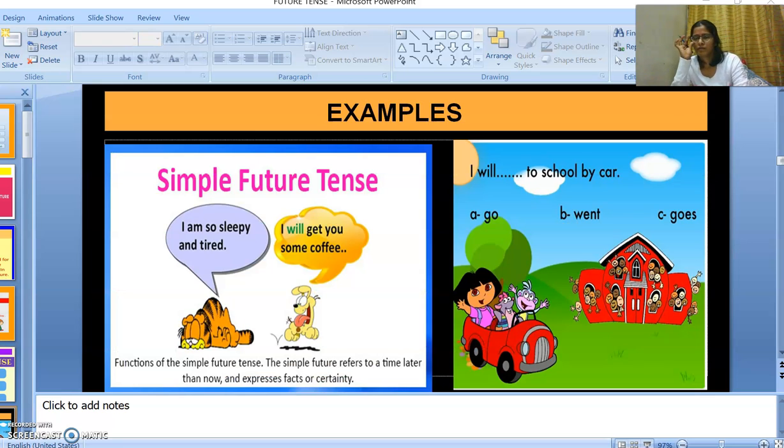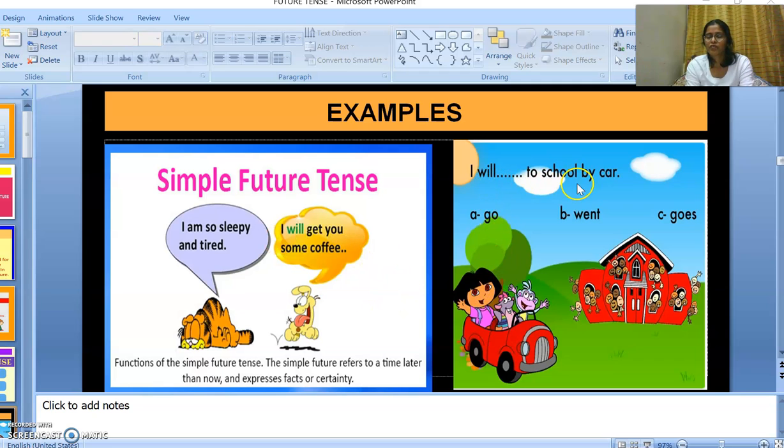Let's understand simple future tense with the help of these two pictures. Simple future tense: I am sleepy. I'm feeling sleepy and tired. So here, I think it's a tiger. He's making a statement that he's feeling tired and sleepy. To which this boy says, I will get you some coffee. It means he is speaking in simple future tense because here we have used will after the subject. Okay, moving on to the next picture.